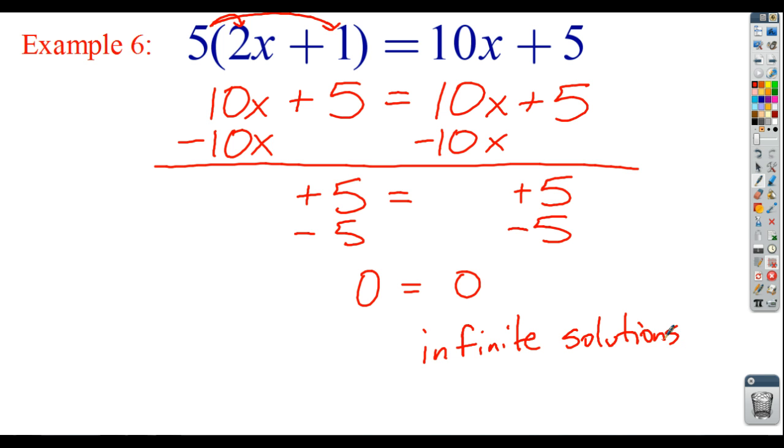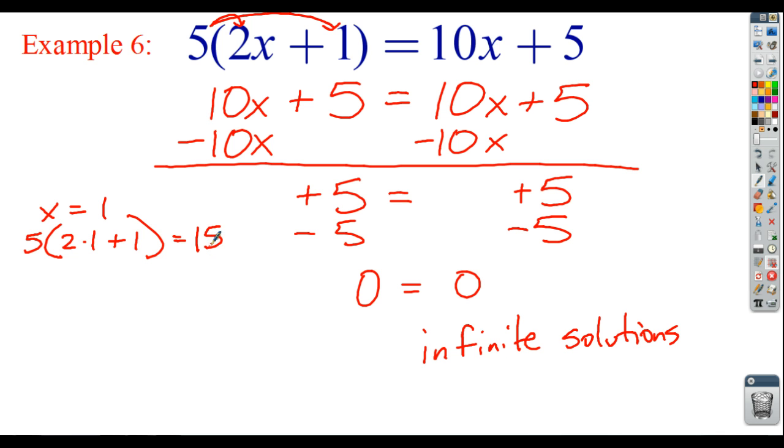The left side and the right side will always be equal. So let's test it. Let's pick a number. Let's pick 1. If I say let's try x equals 1, and I do 5 times the quantity 2 times 1 plus 1. Well, 2 times 1 is 2, plus 1 is 3, and 3 times 5 is equal to 15.